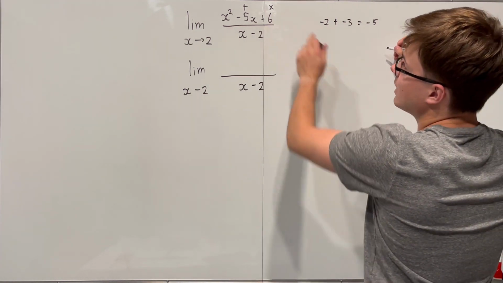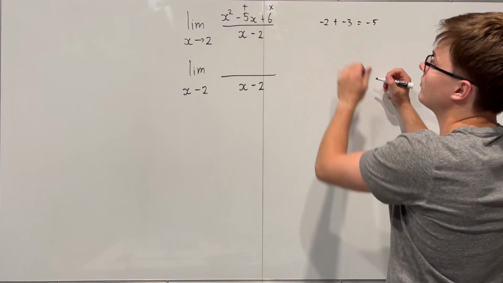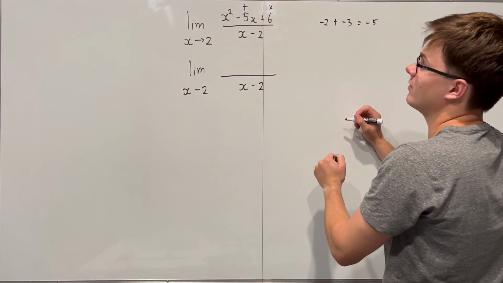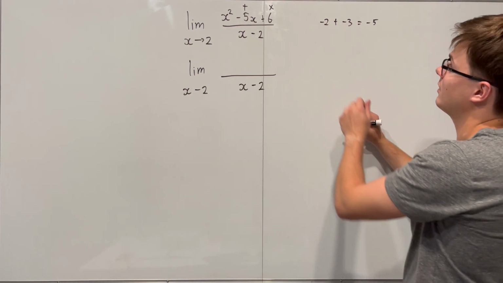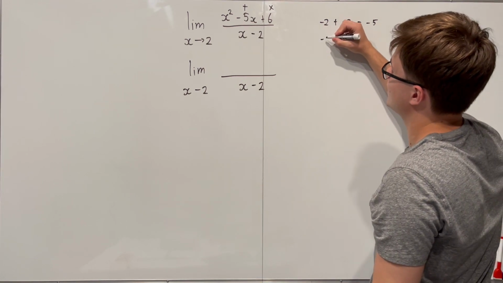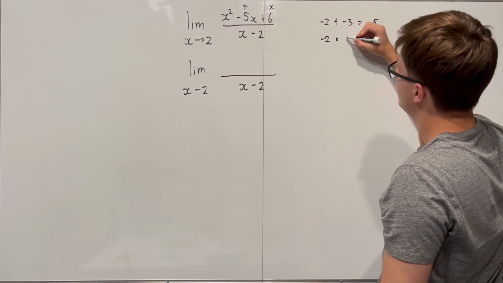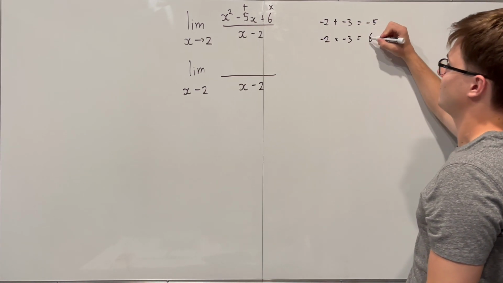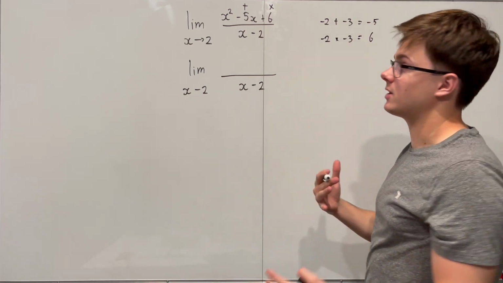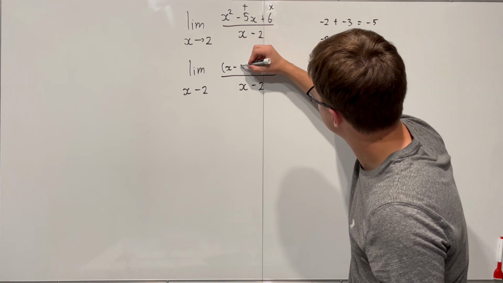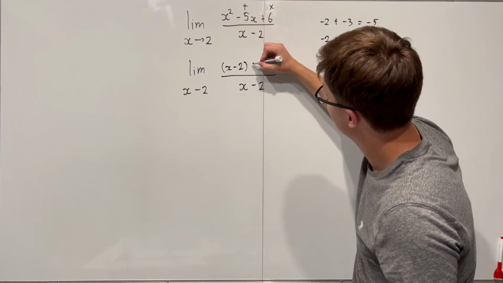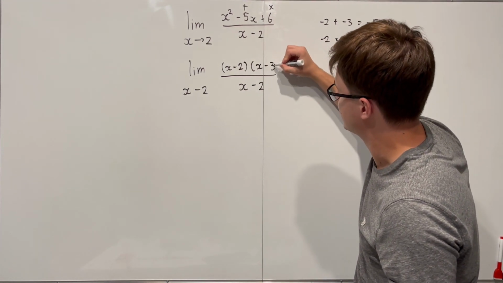But to get a positive number when at least one of them has to be negative to get a negative sum, that means we probably also have to have the second number be negative, because two negatives multiplied together give us a positive. So -2 times -3 is in fact going to be 6. That is how we're going to factor our numerator up here. So we're going to get x minus 2 multiplied by x minus 3.